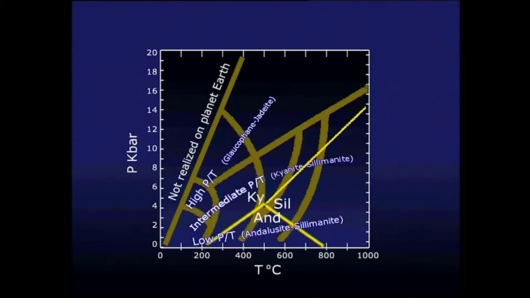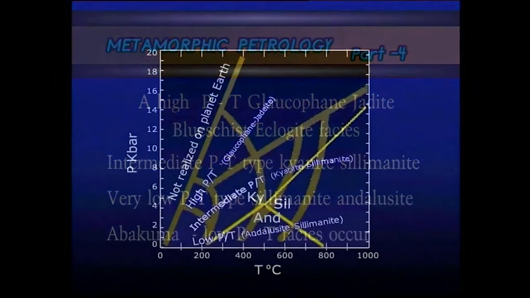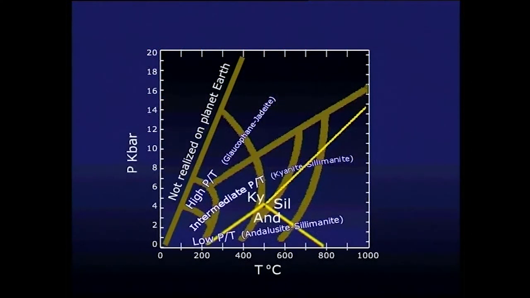Miyashiro called them baric types: first, a high PT or glaucophane-jadeite blueschist eclogite facies; second, intermediate pressure temperature or kyanite-sillimanite; and third, a very low pressure temperature or sillimanite-andalusite. For example, the Abukuma area in Japan, where normally the low pressure temperature facies occur.